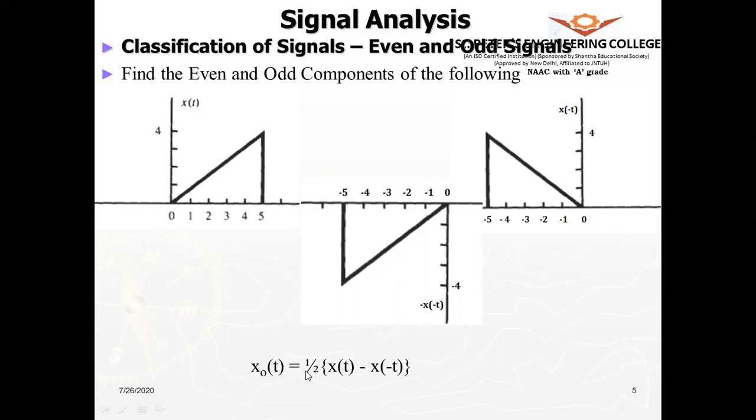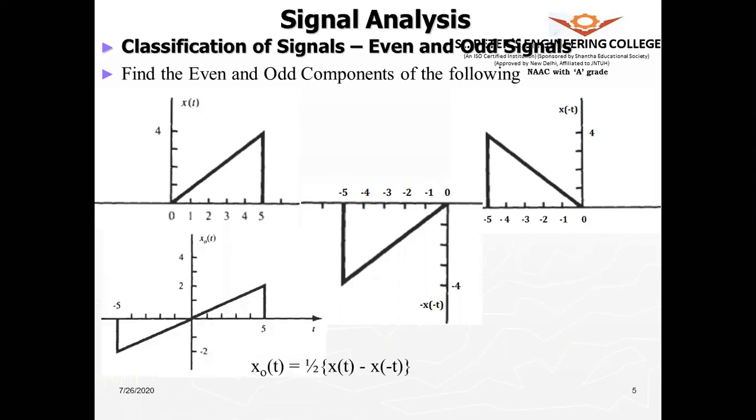When you add these two signals, you get a waveform like this, and the amplitude of 4 is now reduced to half of it. That will be equal to minus 2 and plus 2 for this limit, minus 5 to plus 5 time units. All right, so this will be the odd component, and previously we found the even component of this signal. The problem is a lot easier when they have given it in graphical form.